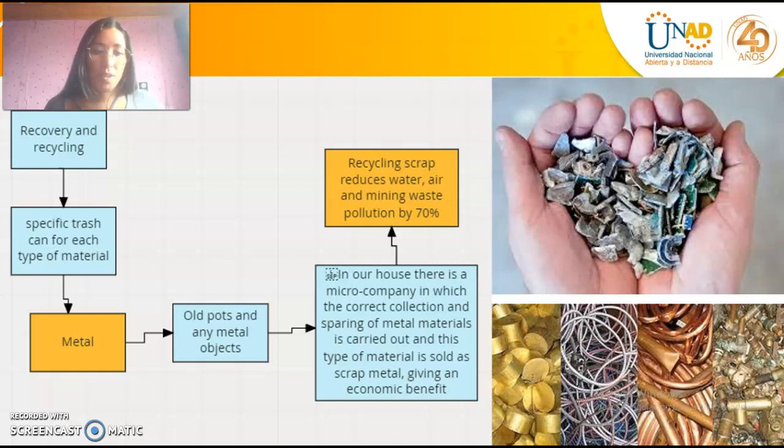Metal. All pots and any metal object. In my house, there is a micro company in which the correct collection and sorting of metal materials is carried out, and this type of material is sold as scrap metal, giving an economic benefit. Recycling scrap reduces water, air, and waste pollution by 17%.